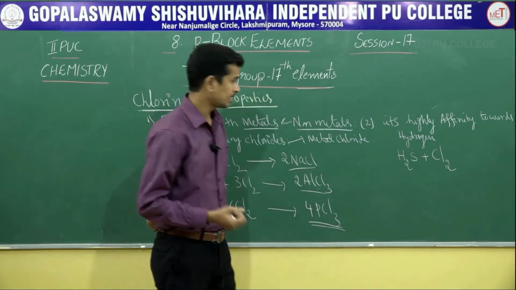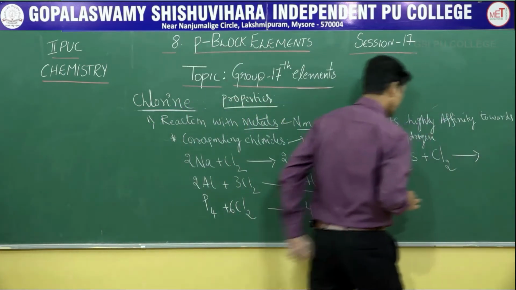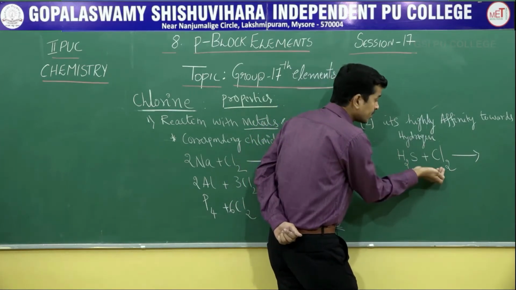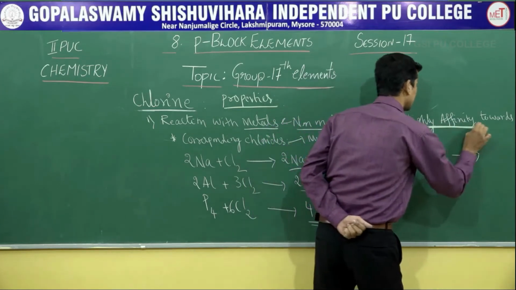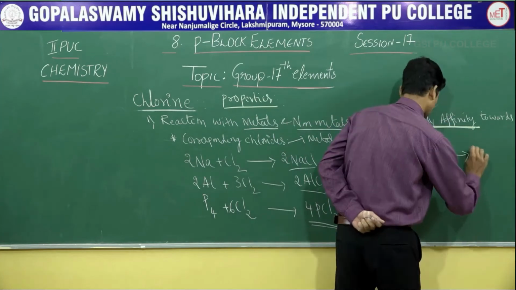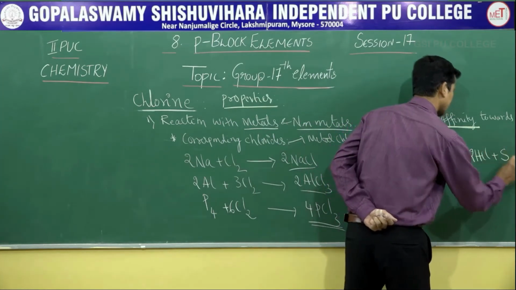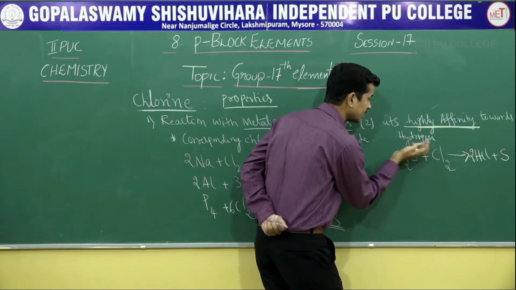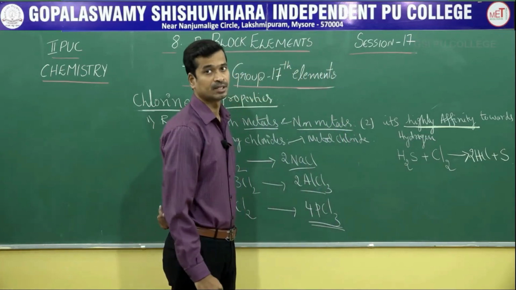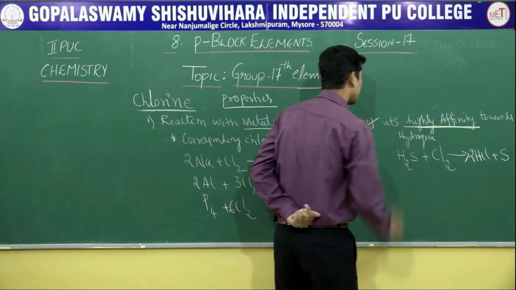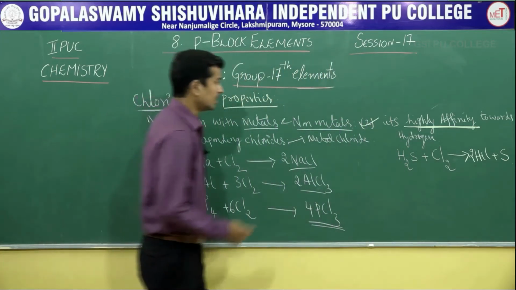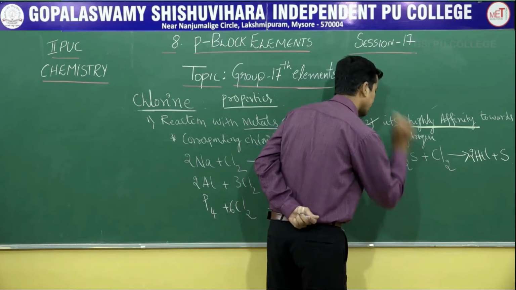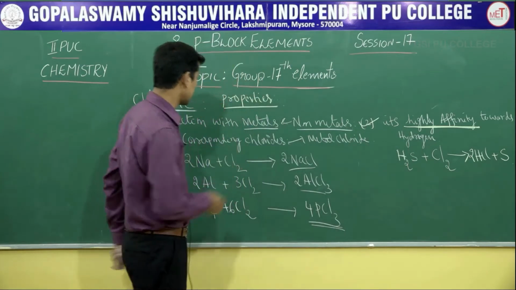As soon as you pass chlorine gas through H2S, the sulfur is replaced by chlorine, because chlorine has a high affinity towards hydrogen, to give 2HCl plus sulfur. In this reaction, sulfur is replaced by chlorine because of its high affinity towards hydrogen. That is the second chemical property of chlorine. It replaces the hydrogen from H2S. Clear?